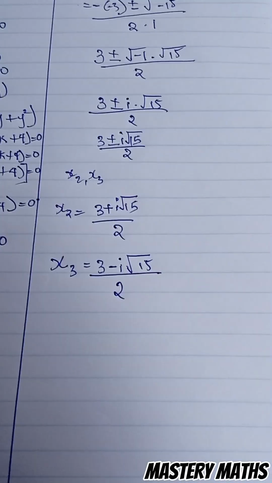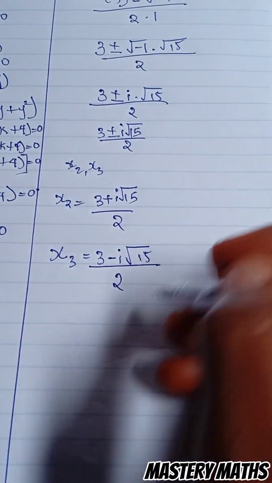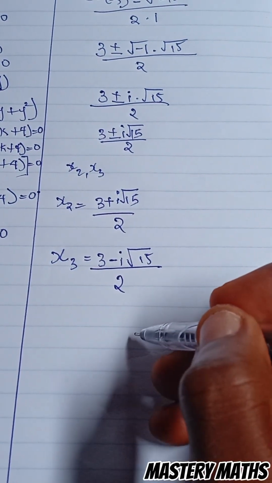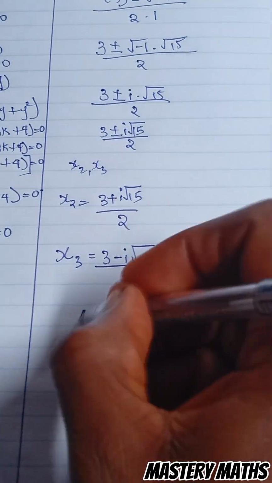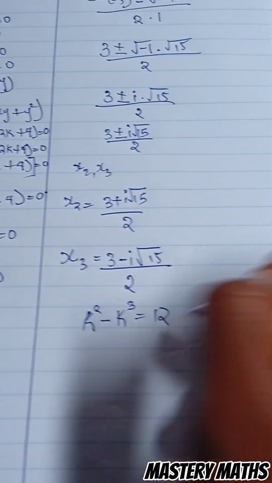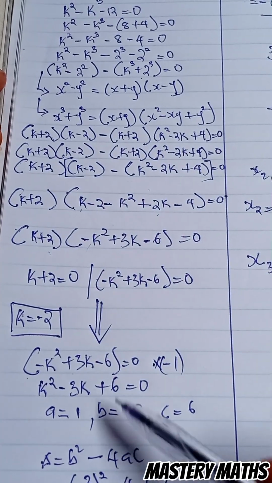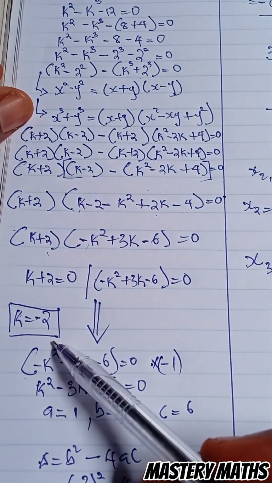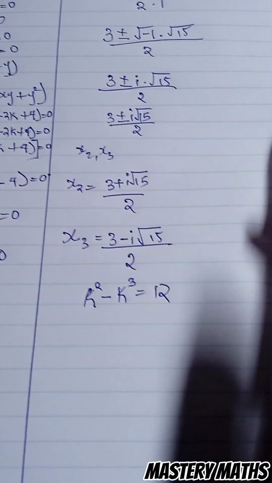Now, what should be the next thing? We have to check to know if our answers are correct. According to the question, we have k raised to the power of 2 minus k raised to the power of 3 equal to 12. Now, let's check if our answers are correct. Remember, to check this we'll have our k here, which is minus 2. Now, we're going to replace it here.